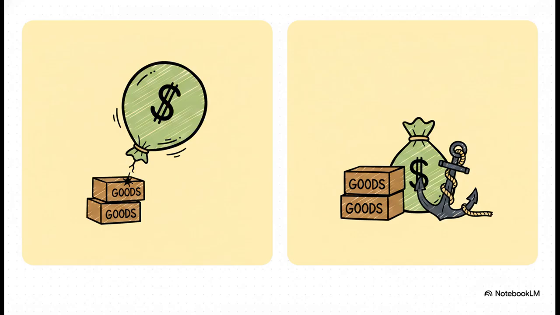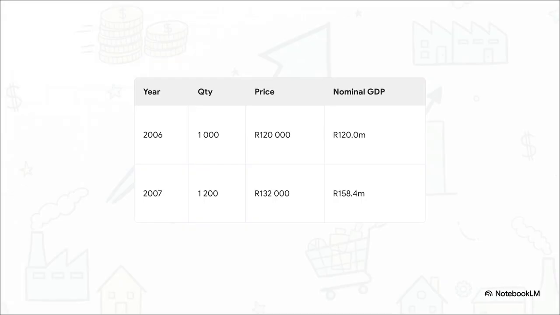But real GDP is an adjusted measurement using constant prices. Real GDP is absolutely crucial because it strips out the illusion of inflation. It allows us to compare actual physical production from one year to the next without the data being completely skewed by rising prices. Let's look at a quick example of how this trap works with car production.